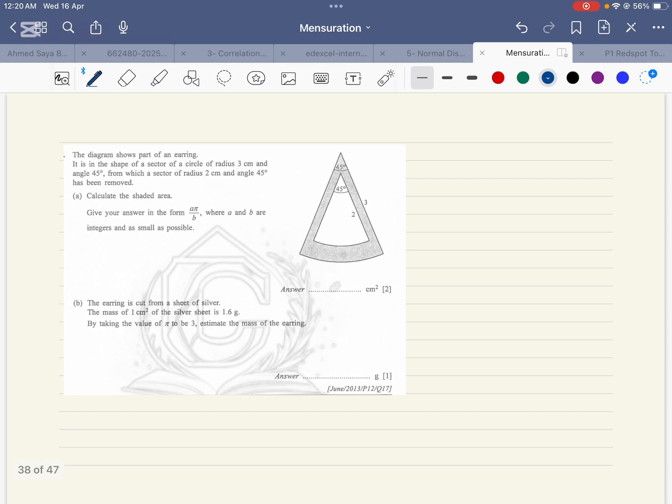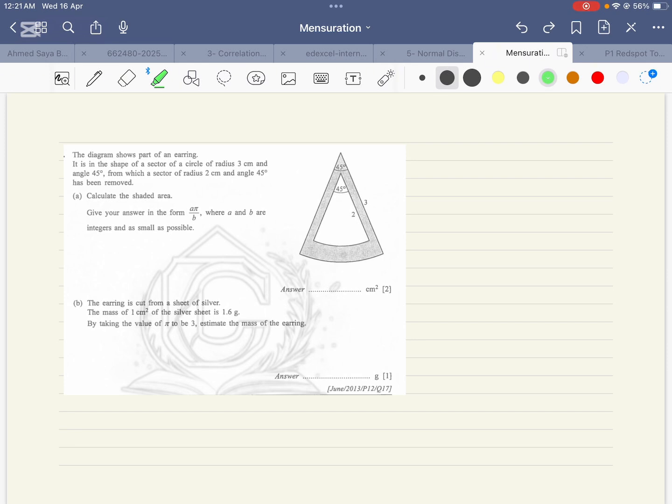Moving on to the next question, we have a diagram that shows part of an annulus. It is in the shape of a sector of a circle of radius 3 cm and forms an angle of 45°, from which a sector of radius 2 cm and angle 45° has been removed. This part has been removed and the remaining part, which is the shaded part, is the part of the ring that we have. Calculate the area of the ring. We have to give the answer in the form of A pi by B, and A and B need to be in simplified form. So let's work it out.